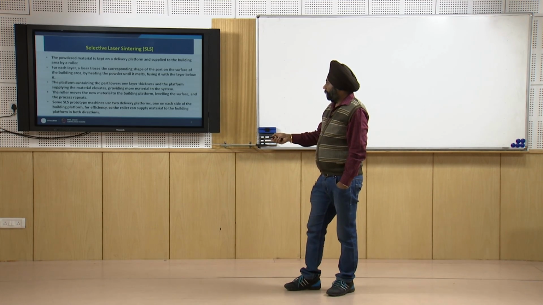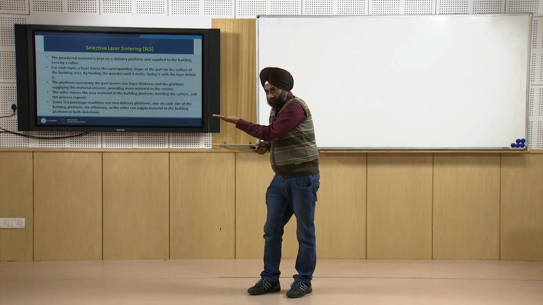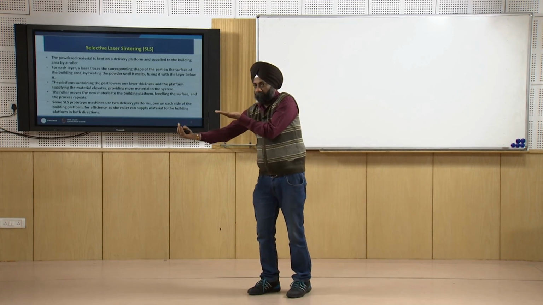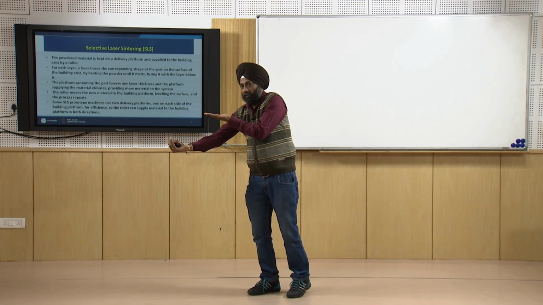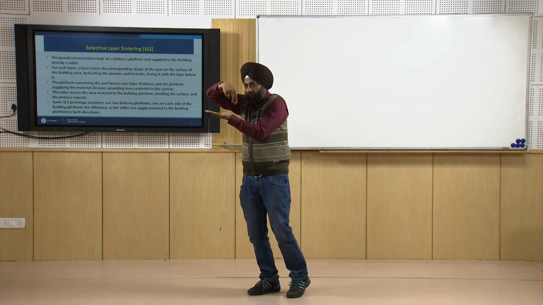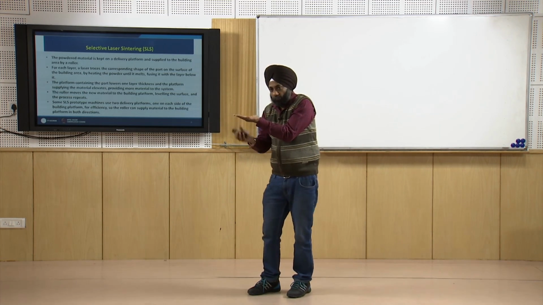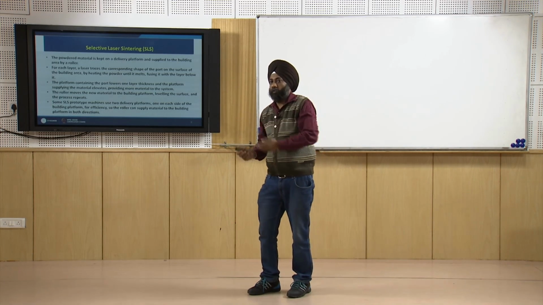Here we can see the platform containing the part lowers one layer thickness, and the platform supplying the material elevates, providing more material to the system. So where the job is being made, that platform will come down layer by layer, and the section from where the material has to be fed will rise up and supply the material. The roller will feed the material to this table and the laser will sinter this material, and the sintered material will stick to the already solidified layer, and layer by layer we will make the prototype.